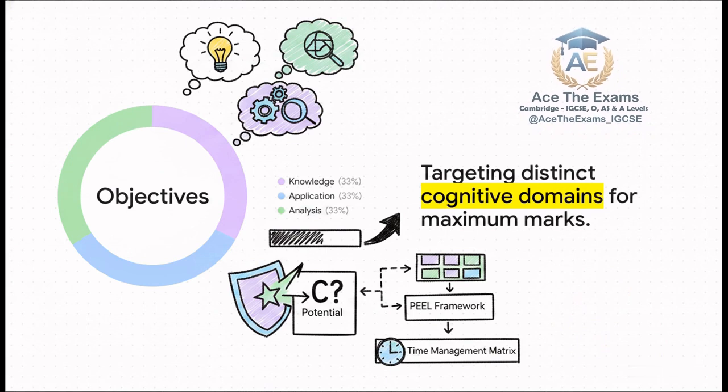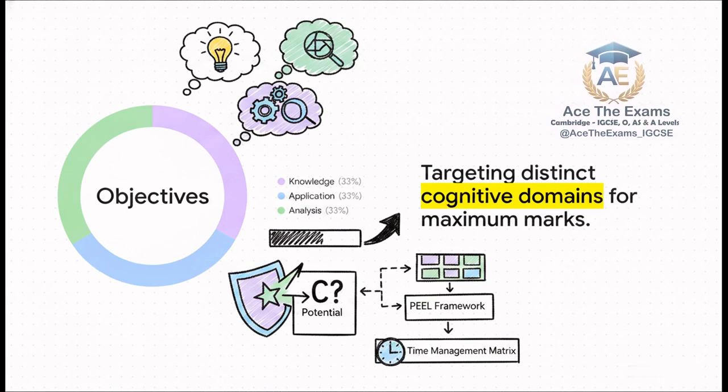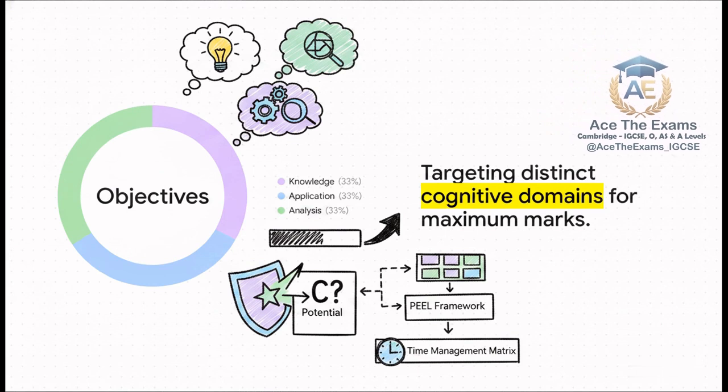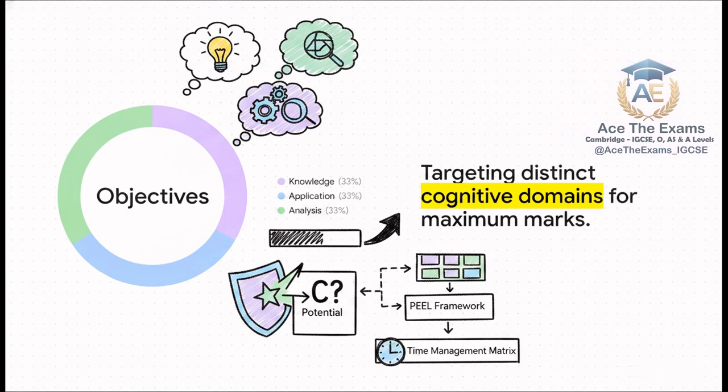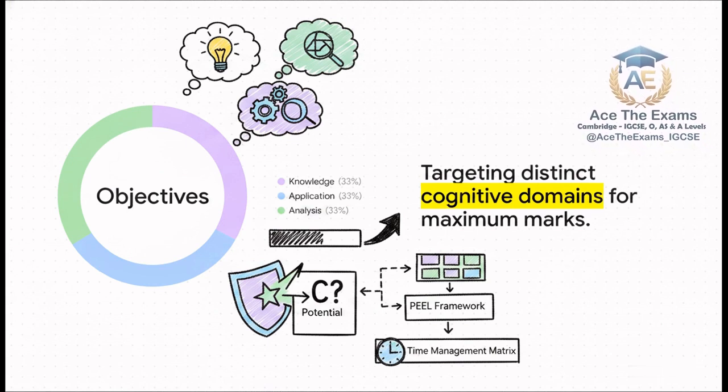There are 3 rules that guarantee top marks here, forming your final answering system. 1. Command word decoding. Know exactly what show that demands versus calculate. 2. PEEL framework application. Structure your algebra logically so the examiner can read it. And 3. Time management. Allocate your minutes precisely based on the method marks available in the matrix.